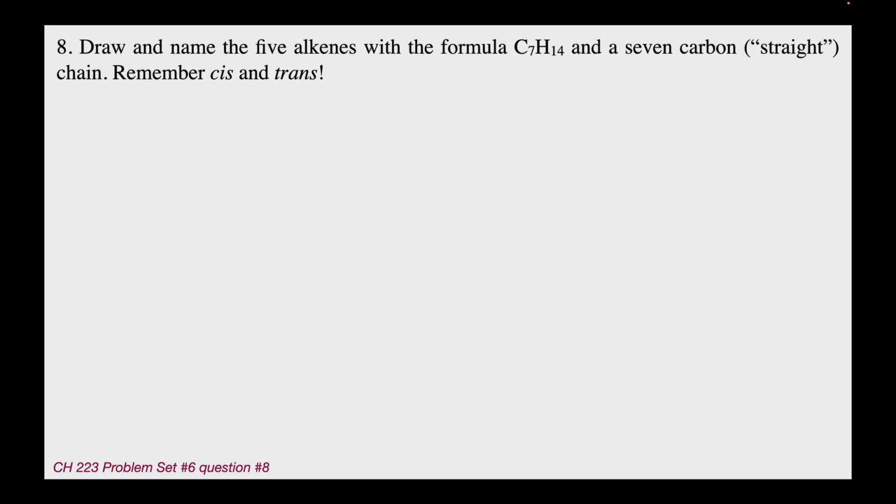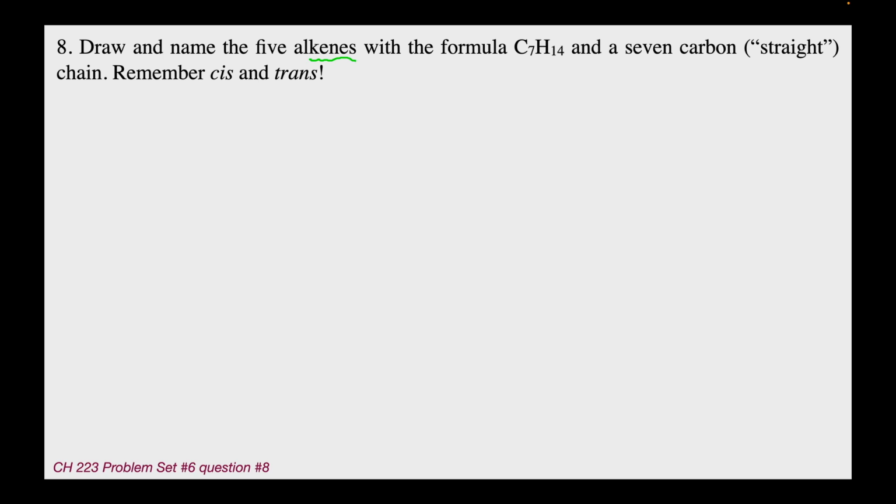In this question, if you look at it carefully, we're going to look at alkenes, E-N-E, and alkenes have a double bond in them. So alkanes are all sp3, tetrahedral, stuff like that, but alkenes will have a double bond, so they're a little bit different. And what I'd like you to do in this problem is draw and name the 5 alkenes with the formula C7H14, and I want them all to have straight chains.